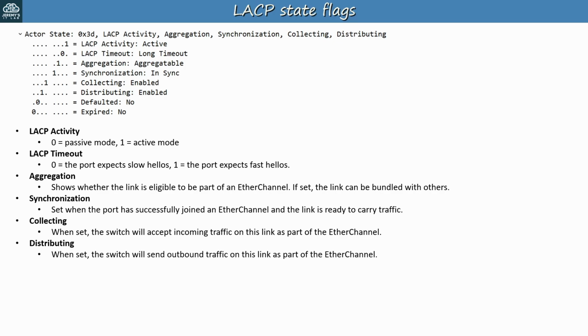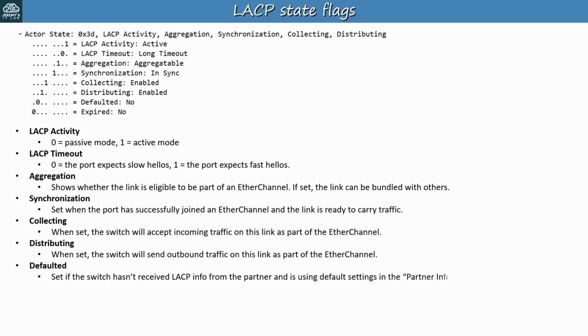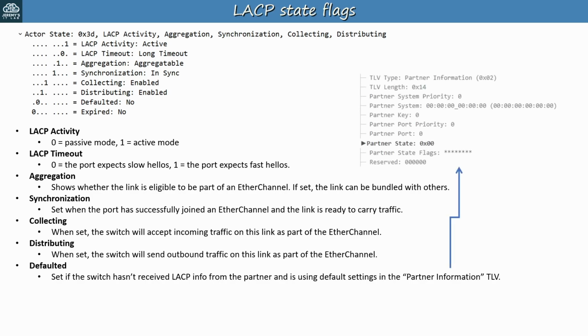member ports. Next we have the defaulted flag. It's set if the switch hasn't received LACP info from the partner and is using default settings in the partner information TLV. In this case, the partner information will appear as all zeros, like this. This can also occur if the switch stopped receiving messages from the partner and the timeout expired.